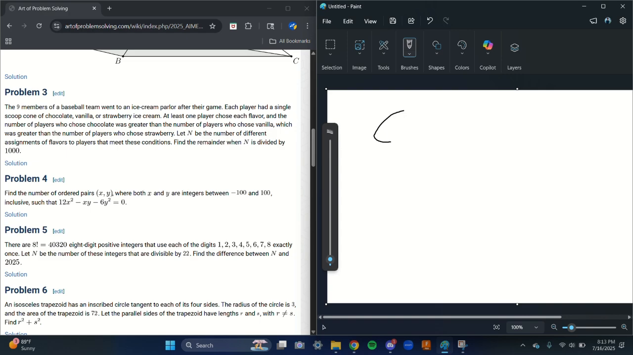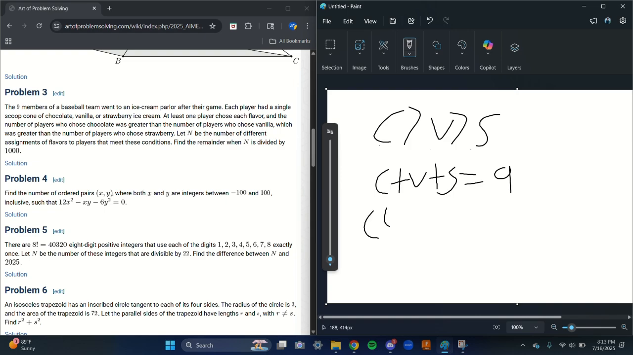So let the number of people who chose chocolate be C, vanilla be V, and strawberry be S. So we have the condition that C has to be greater than V, which has to be greater than S, and we have C plus V plus S equals 9. Okay, so now it's just really simple. We can find the triplets that work for this, such that we have this descending order, and there are actually 3 of those. So the first triplet that works is 6 2 1.